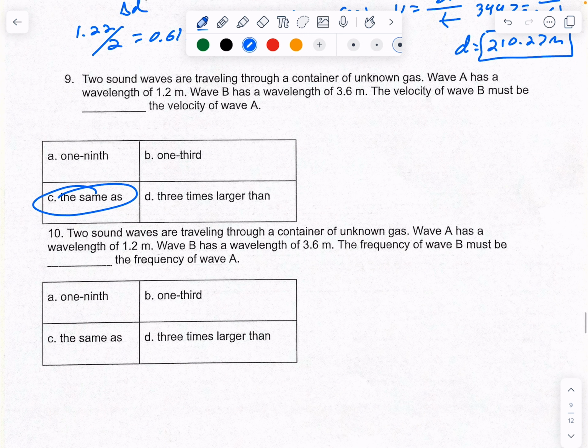Number 10, two sound waves are traveling, so same thing. Wave A is 1.2 meters long, wave B is 3.6 meters long. So wave B's wavelength goes up by 3, so it's 3 times whatever wave A is. That means the frequency of wave B had to go down by 3, so divide by 3, or a third. So your answer here would have been B, 1/3. And that'll end that one.